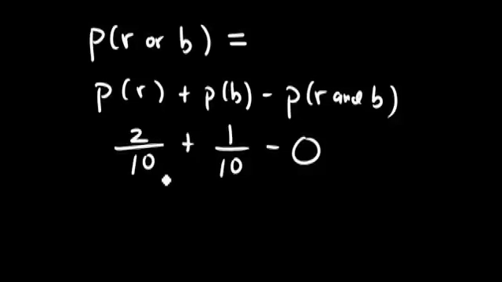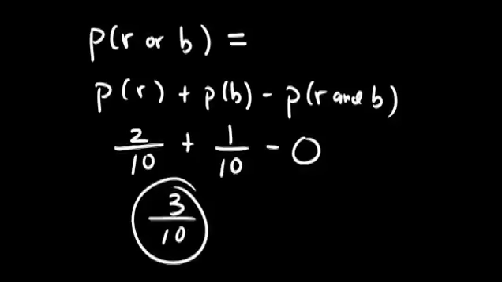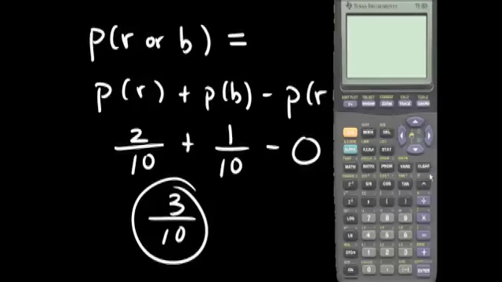So we have 2/10 plus 1/10, and that'll equal 3/10 as a fraction. If we look at what 3/10 is numerically, we'll find the answer is 0.3.